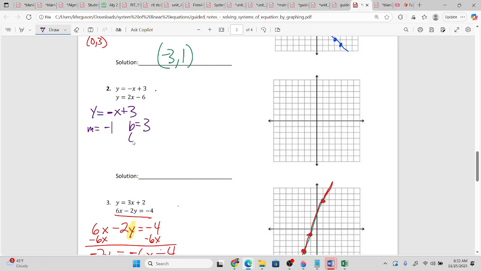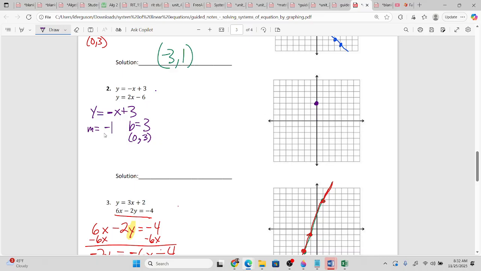So that means the first point that I got is 0, 3. I'm going to start at the origin, which is the center, and go 0, which means I don't move left or right. I just move up or down. And it says 3, so I go 1, 2, 3. So that's the first point for my line.